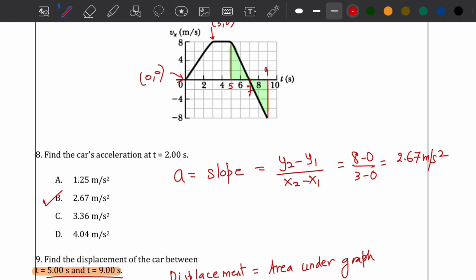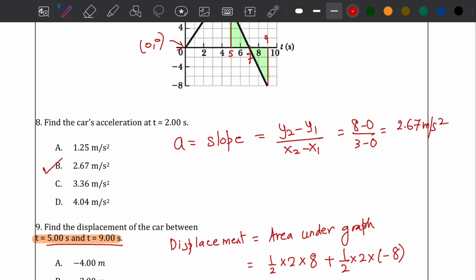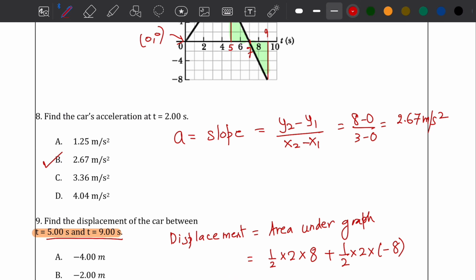Plus, again let's repeat, half base times height, half times, let's look at the base, 7 and 9. So 9 minus 7 gives you 2. The base is again 2. And the height is negative 8. Because we are calculating displacement, we will keep it as negative 8. If we calculate this, we'll get the answer as 0 meter. So answer here is C.